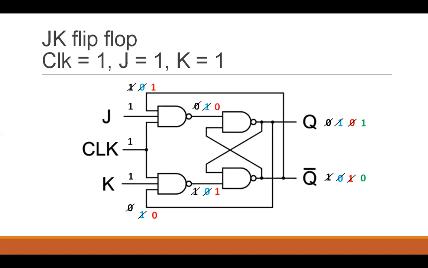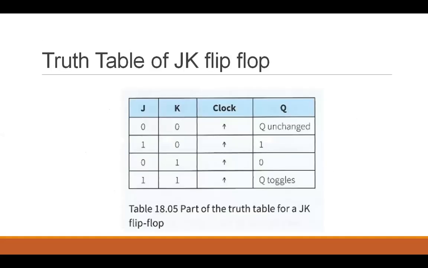This thing is actually going to just keep continuing itself until we have the clock 1. The Q and Q complement are just going to keep racing towards each other. So you can say that the Q is going to toggle. In case of J and K being 1 and clock also being high, the Q is just going to toggle.